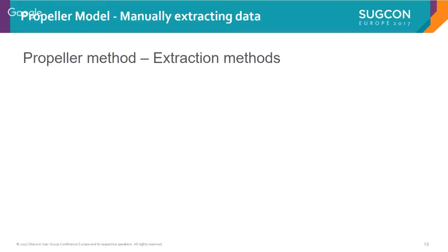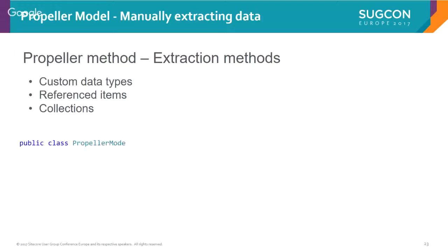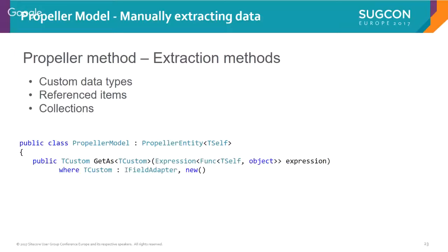So far, all the extraction has been automatically done for you, but of course, the Propeller model has some methods to use when it extracts data, and it has one for custom data, it has one for referenced items, and it has, of course, for collections as well. And they look like this. First, we have the Propeller model, and we have this GetAs. I know it's a little unfortunate naming of the method, but as you all know, naming is the hardest part of our job.